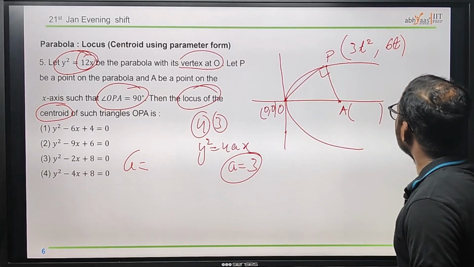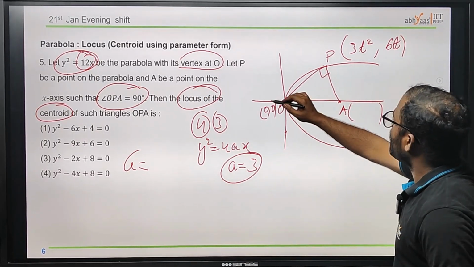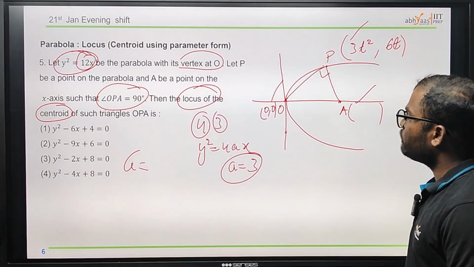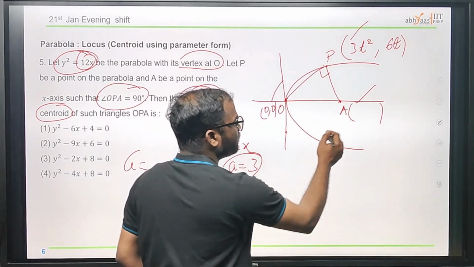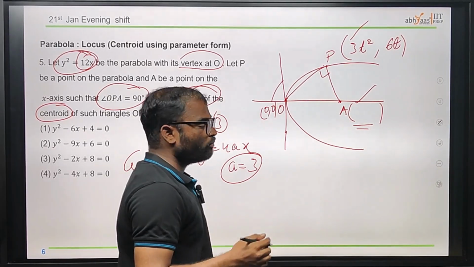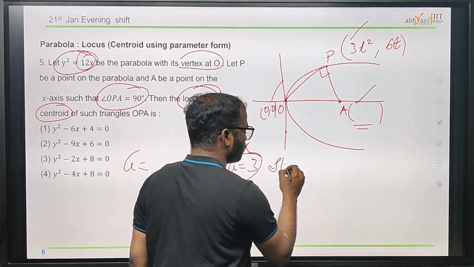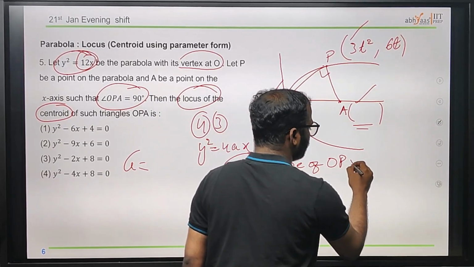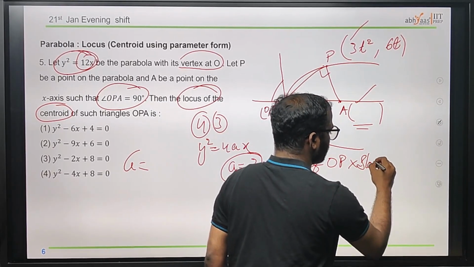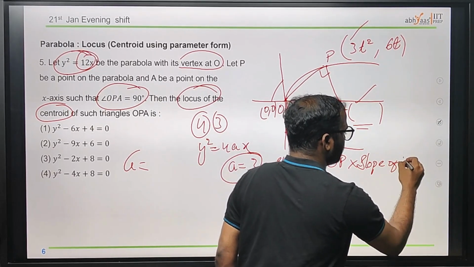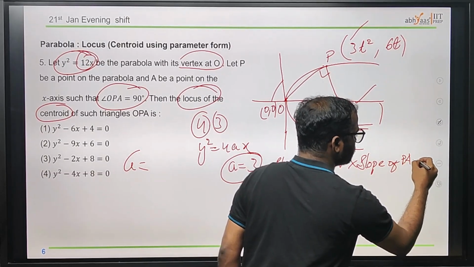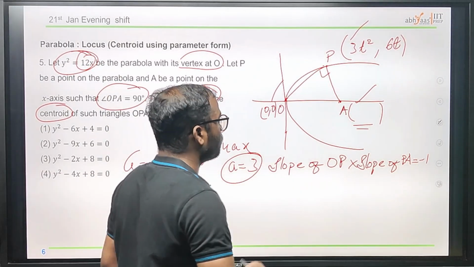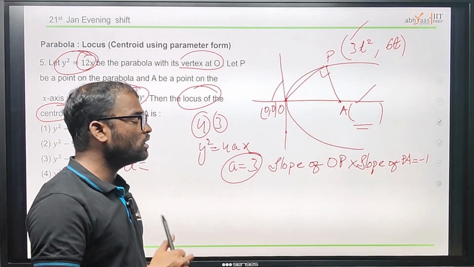First thing we need to do, we have this one and this one. We need to find this equation as well, which is point by slope: slope of OP into slope of PA, which is equal to -1. Since it is perpendicular, we know that m1 into m2 is equal to -1.